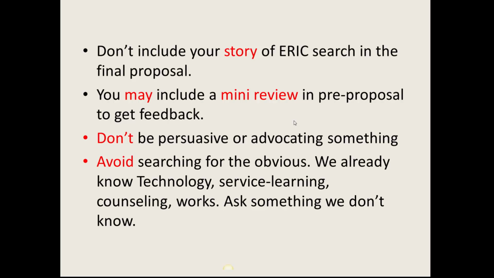Number 3, don't be persuasive or advocating something. That's something I've seen a lot. A research paper is different from creative writing, so you've got to avoid persuasion, avoid supporting or advocating a theory or a method or a tool or a computer or a software or something like that. Avoid using anything that shows your bias or that you're taking sides in your literature review and throughout your research.